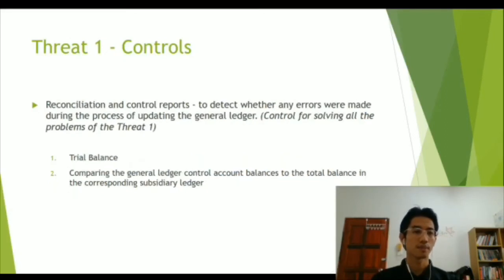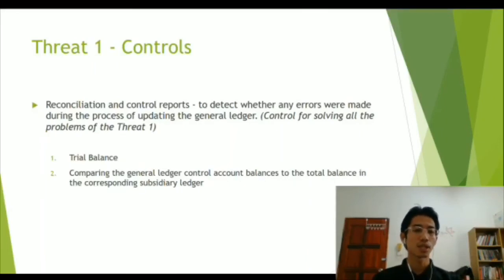So next is reconciliation and control reports. That is to detect whether any errors were made during the process of updating the general ledger. Applied to the question, this control is to solve the problems of errors in the general ledger, or incomplete or inaccurate updating or posting of the journal entries.